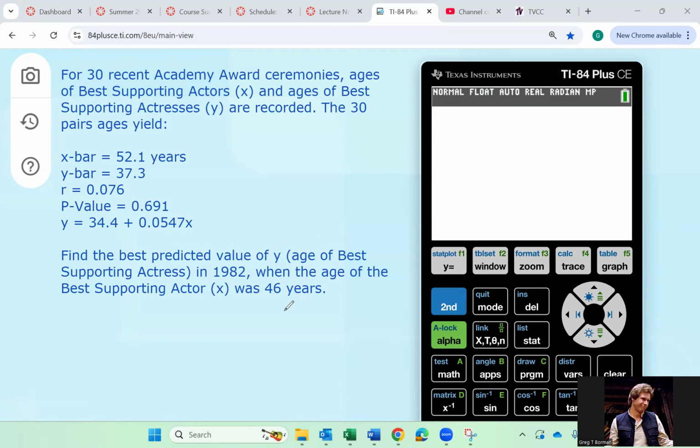Okay, and I guess they did give us the information we needed. I misread it, even though I wrote it correctly.